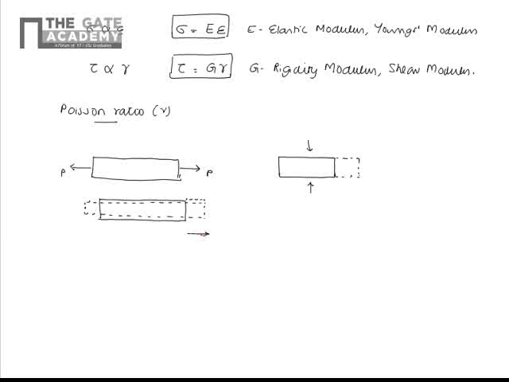There is an increase in length in the axial direction, and there is a decrease in the length in the transverse direction or lateral direction. Decrease in length, and increase in length. And we defined a term Poisson ratio as nothing but minus of lateral strain to longitudinal strain.